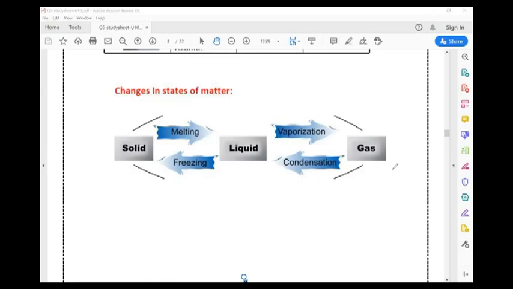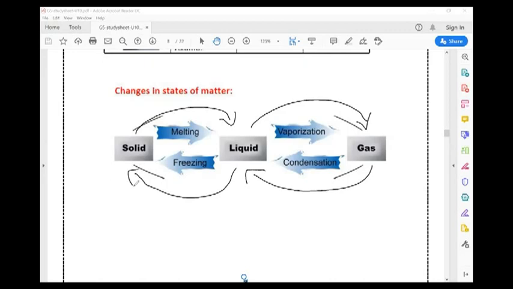How can you change the state of matter from solid state to liquid state, or from liquid state to gaseous state, or the opposite, from gaseous state to liquid state, and from liquid state to solid state? Changing from solid state to liquid state is called melting, and this happens by heating, by giving heat energy.